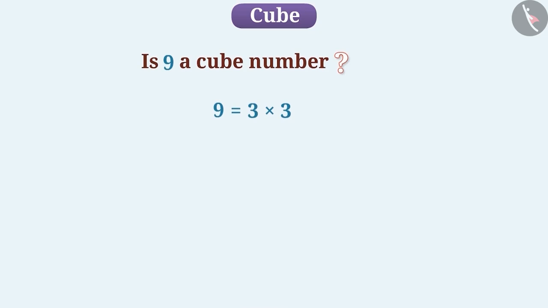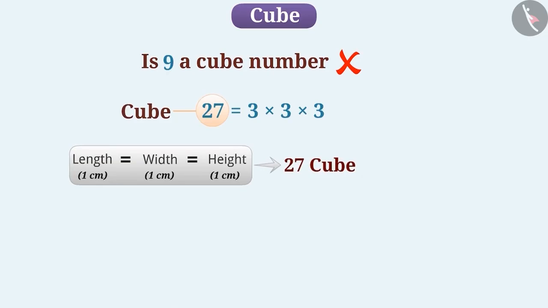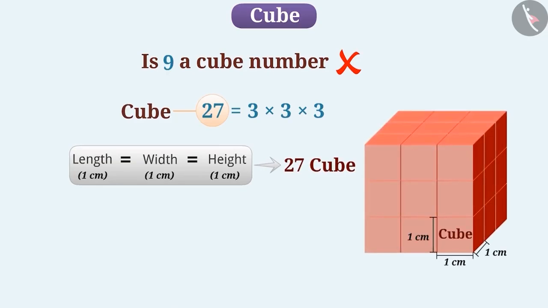You got it right. Here, we are getting 9 by multiplying 3 by itself only 2 times. So, we cannot call it a cube. Yes, if we multiply 3 one more time, then the number obtained is 27, which is a cube number. You can make a cube by using 27 cubes, which are 1 centimeter in height, 1 centimeter in length, and 1 centimeter in width, and establish that this number is a perfect cube.